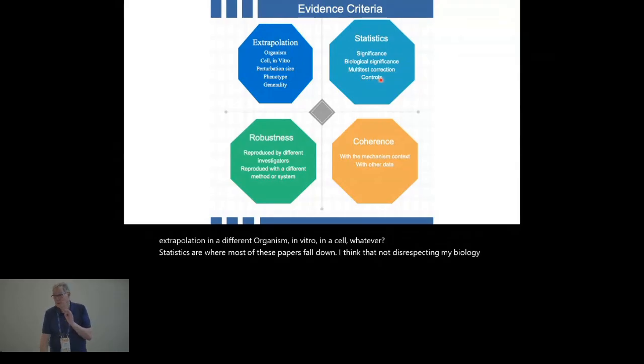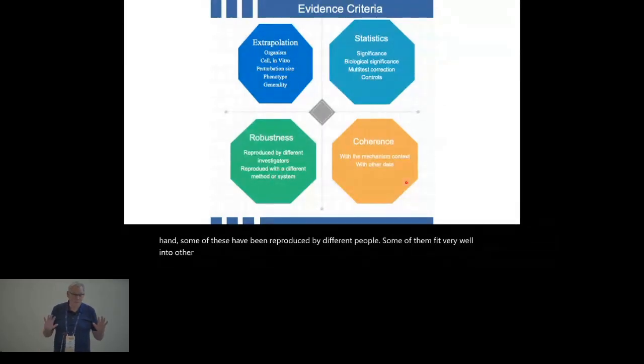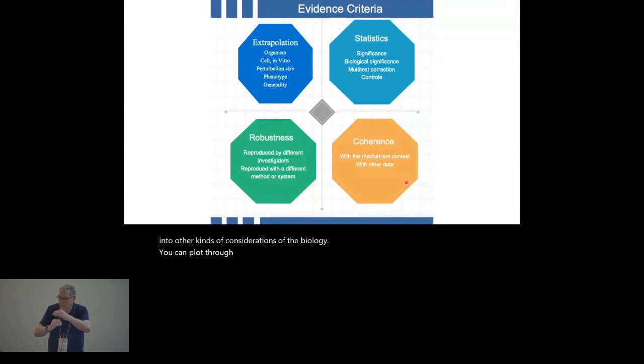Statistics are where most of these papers fall down. I think that, not disrespecting my biology colleagues, they often don't have a good grasp of statistics, and the analysis is not valid, and that's where you get that sort of effect I showed you on the non-reproduction. On the other hand, some of these have been reproduced by different people. Some of them fit very well into other kinds of considerations of the biology. So you can plod through these rules by hand, you can score them, you can come up with a confidence.